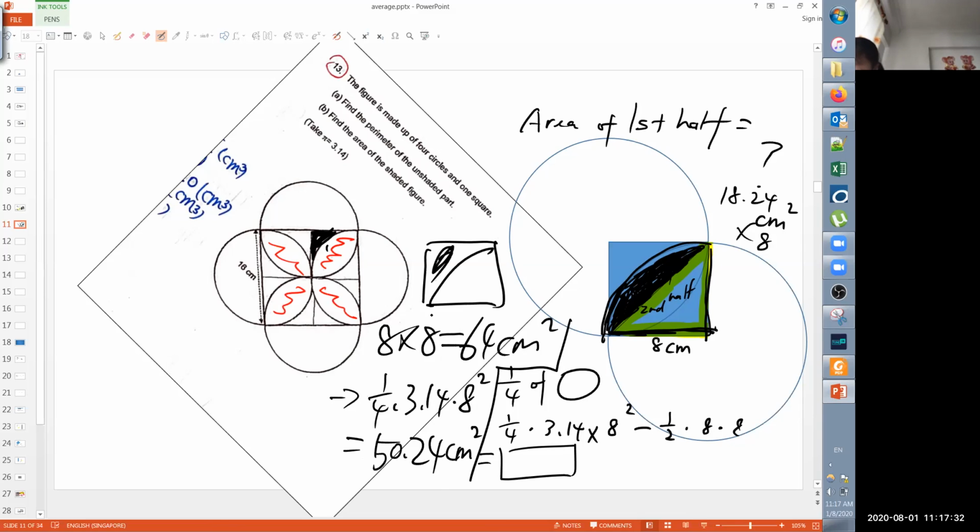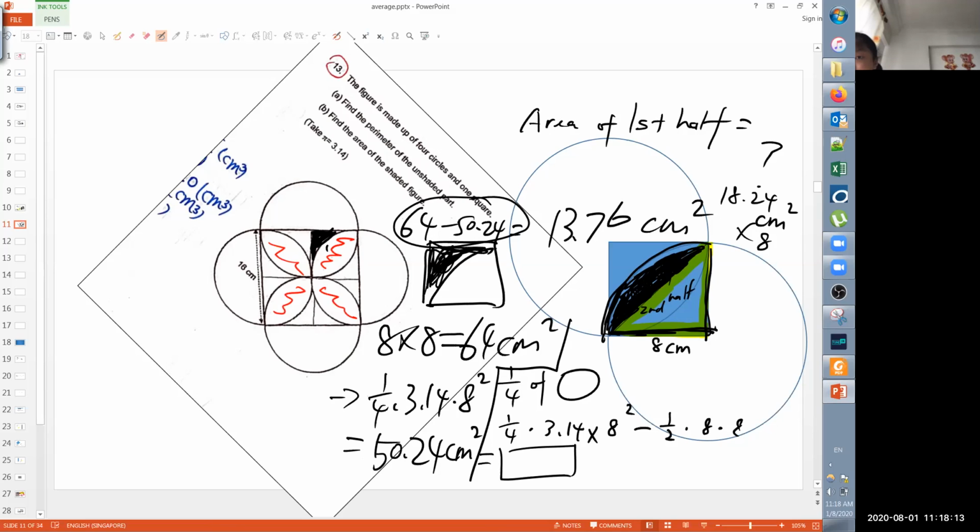So you can find out your shaded part here. So it's 64 minus that one. So what's the answer? 64 minus 50.24. Answer? 13.76. Very good. So cm square. So that means this part is 13.76.